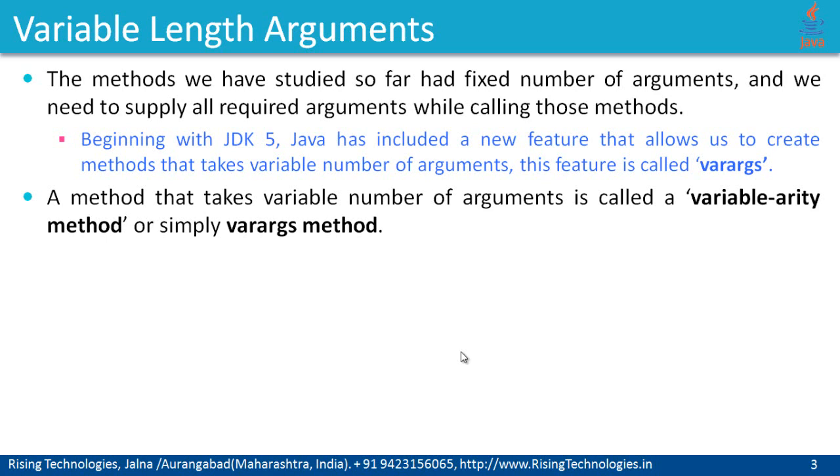The methods we have studied so far had a fixed number of arguments, and we need to supply all required arguments while calling those methods. But beginning with JDK5, that is JDK 1.5, Java has included a new feature that allows us to create methods that take a variable number of arguments. This feature is called varargs. And a method that takes a variable number of arguments is called a variable arity method, or simply a varargs method.